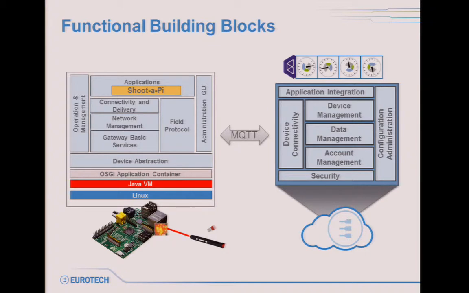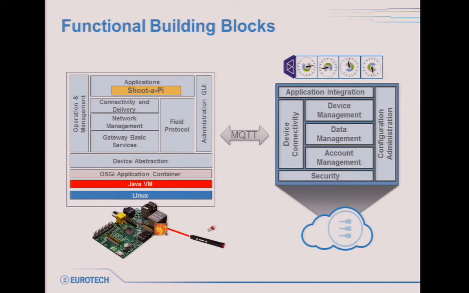Then you have the operation and management building block that makes the shoot.pi application running on the Raspberry Pi remotely controllable. So the user interface on the cloud is able to change the configuration and to send commands, also to enter in command line to this gateway, just because the functionalities are exposed here as an API, as a Java API.